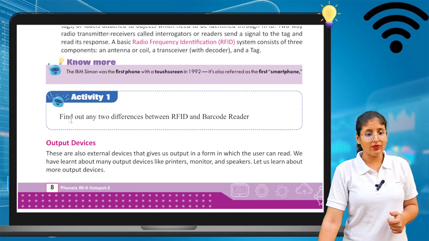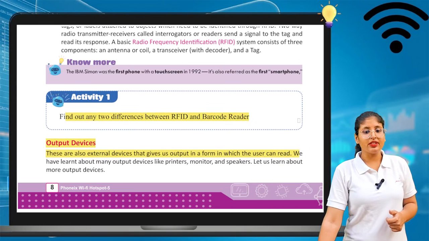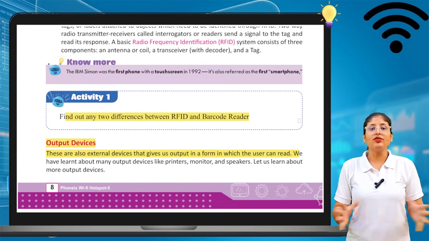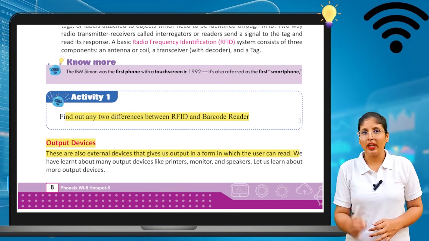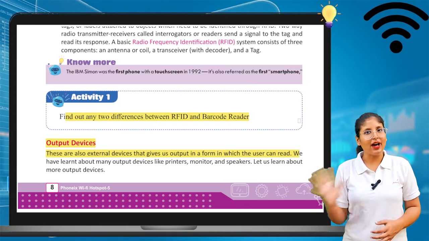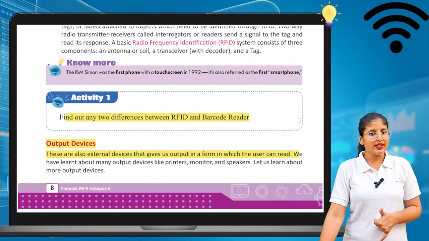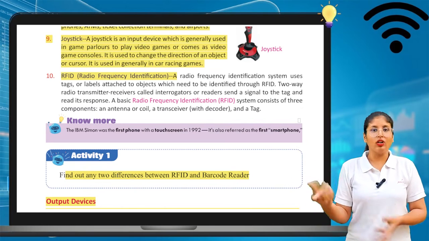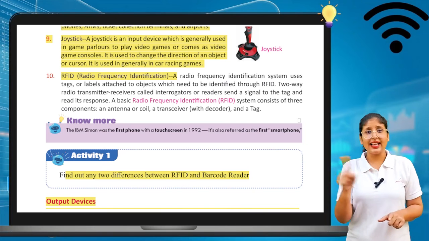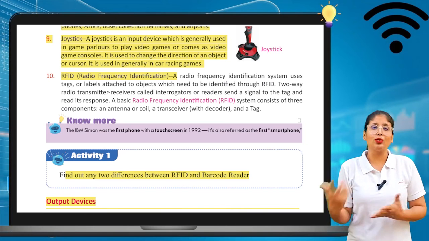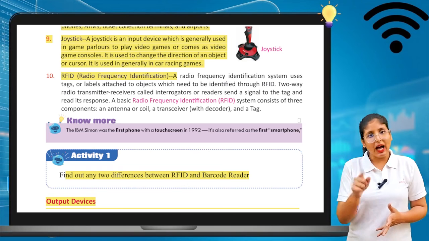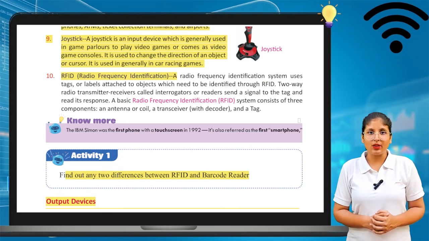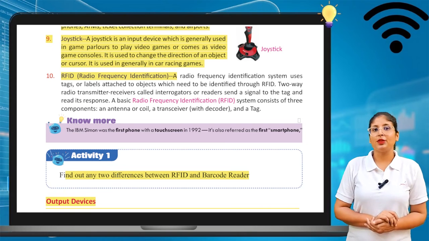Okay, one homework is for you. Find out any two differences between RFID and barcode reader. So you have to tell me in the comment section what is the difference between RFID and a barcode reader. Normally we know a barcode reader is used in malls to scan objects. Okay, so a barcode reader is there, and RFID works with radio frequency waves. Okay, so you have to tell me the difference between both of them.